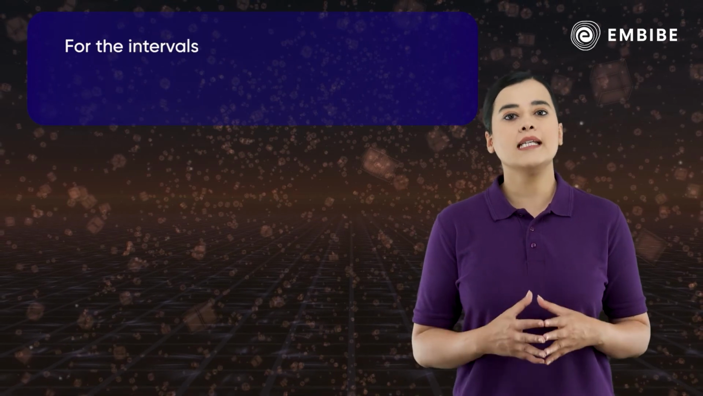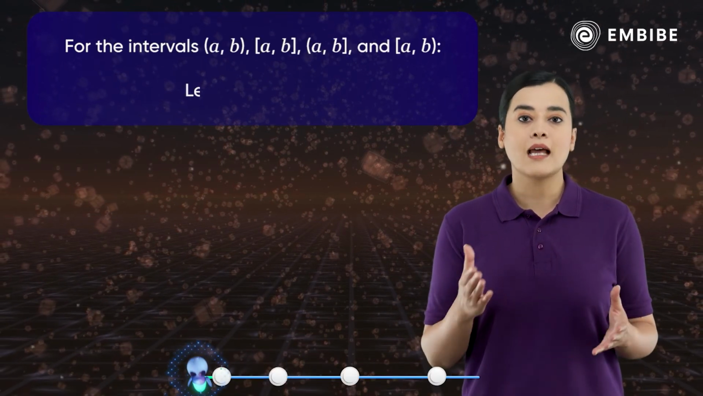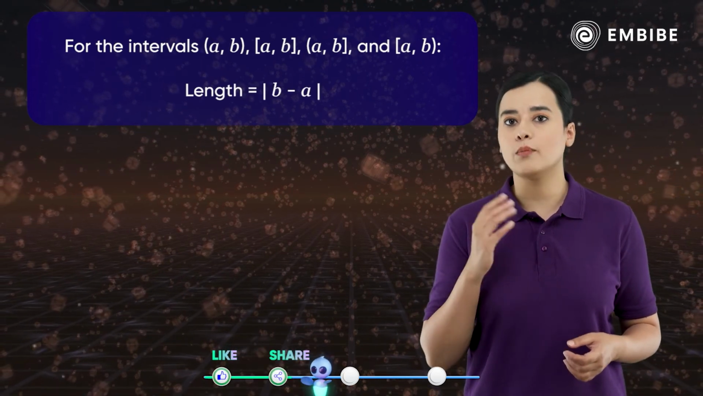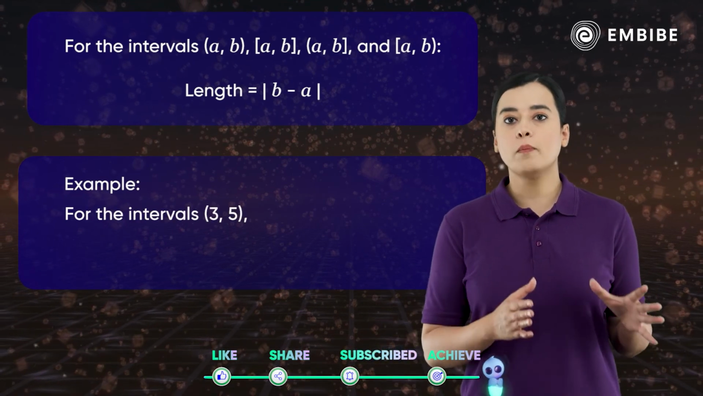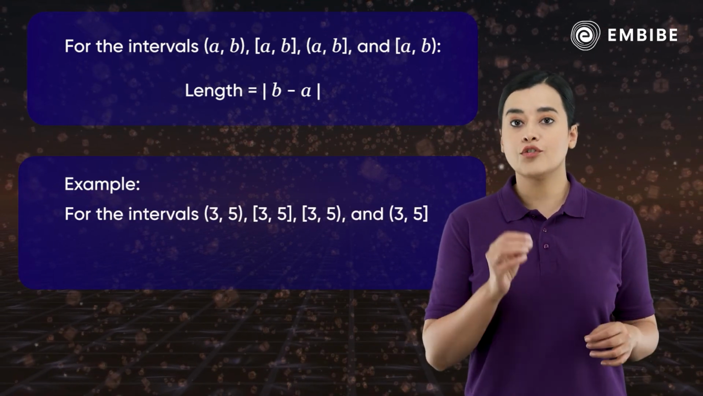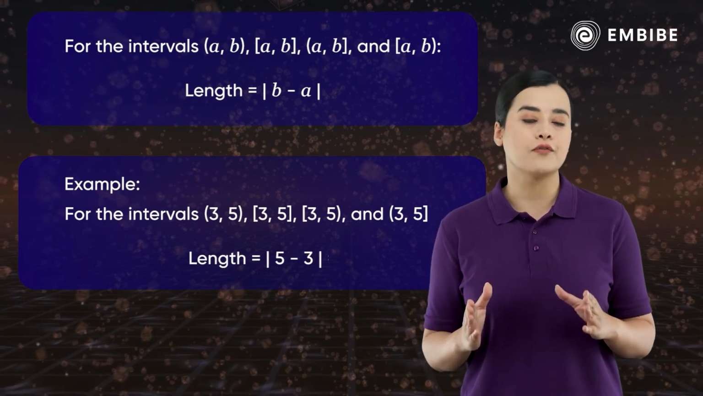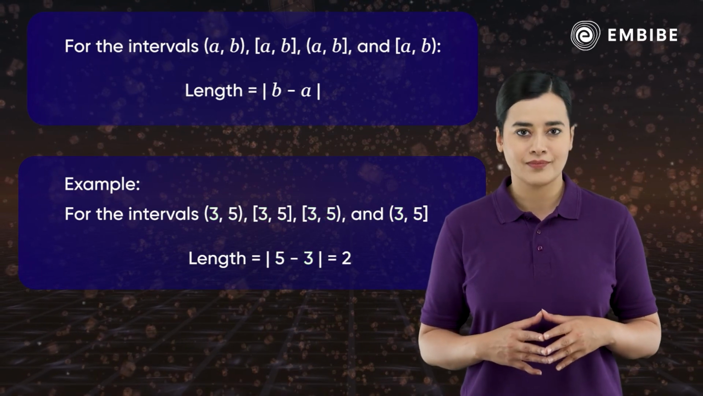The length of any type of interval, be it open, closed or semi-open, can be calculated by taking the absolute difference between the endpoints. That is, for all the 4 intervals, open, closed or semi-open, with endpoints 3 and 5, the length of the interval is the absolute difference between 3 and 5, that is 2.